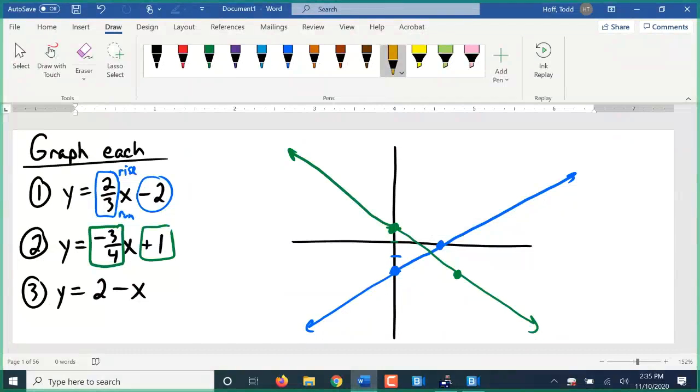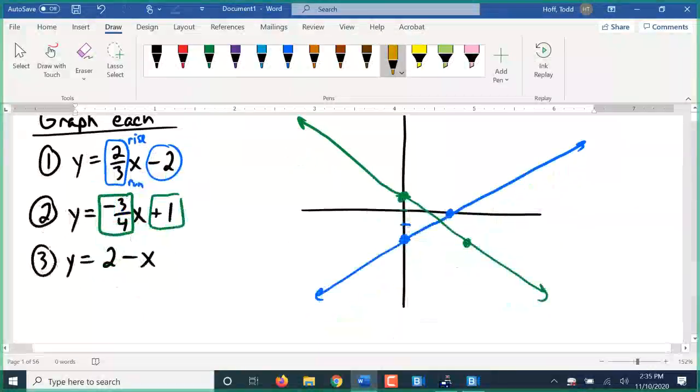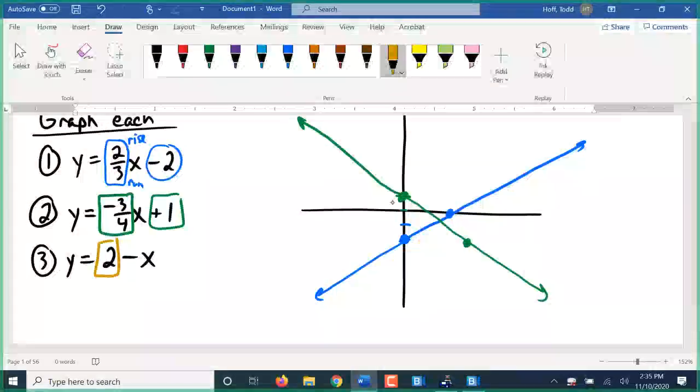Now finally, this third one is a little tricky. We have the number that's by itself is the 2. It's a +2. So from the origin, from the center, we go up 2. That's where this graph is going to start.